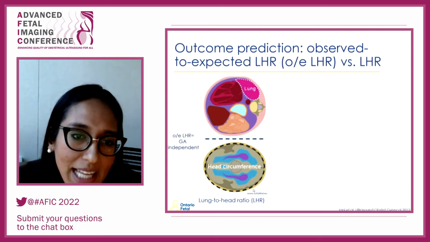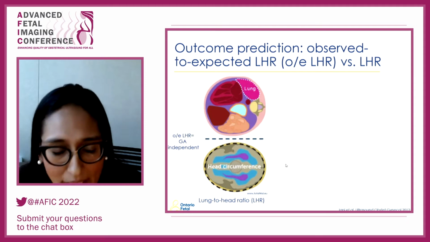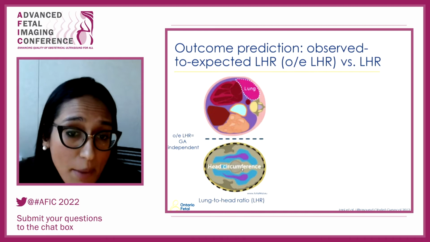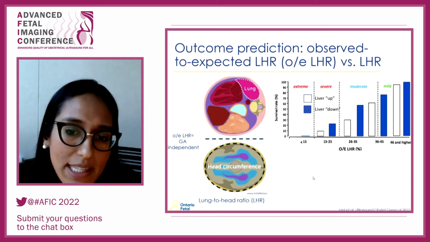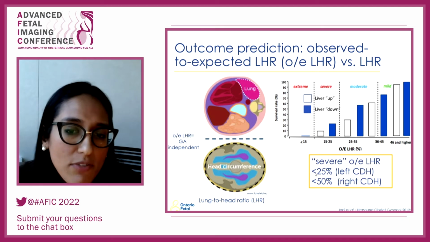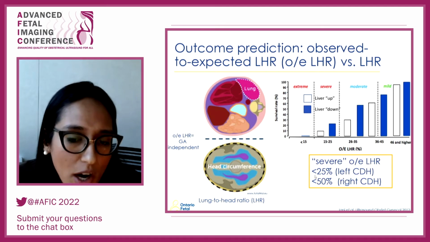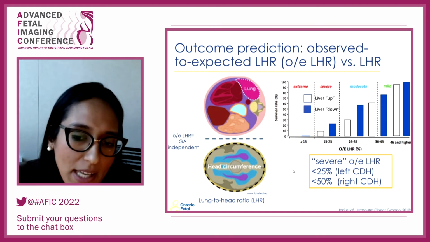And you reference that to a baby who does not have this condition. And then you get an observed to expected lung head ratio, which yields a percentage. And basically, the lower the percentage, the worse the outcome. In terms of a severe diaphragmatic hernia, we usually define this as an O to E LHR of less than 25% for left CDH and less than 50% for right CDH.